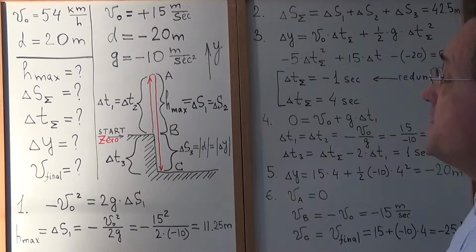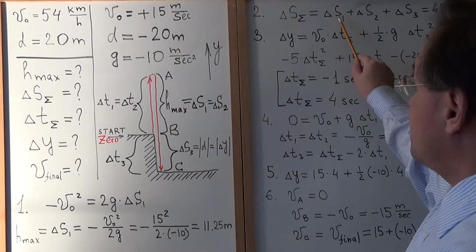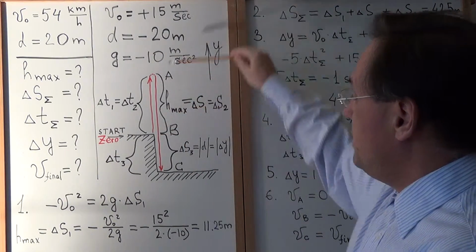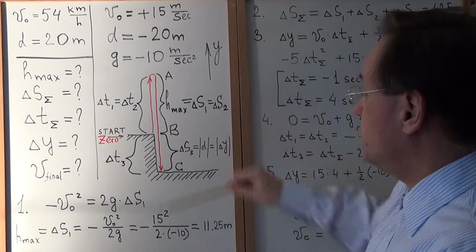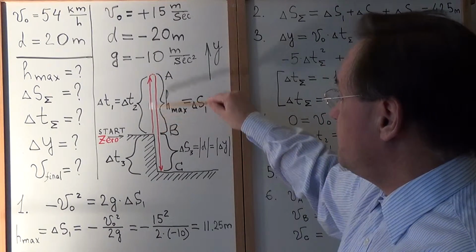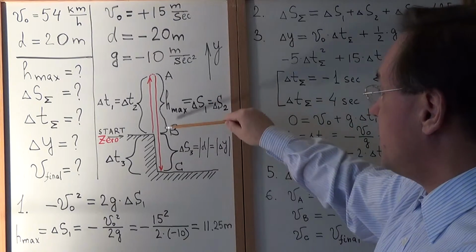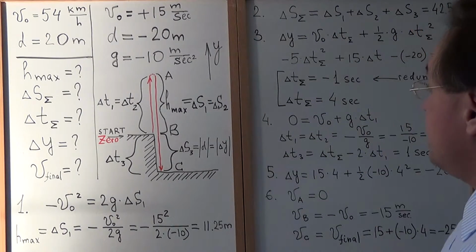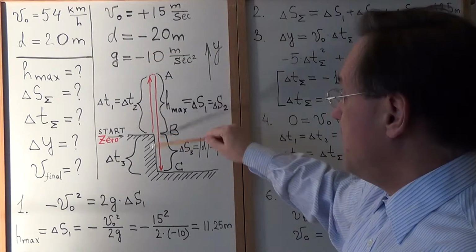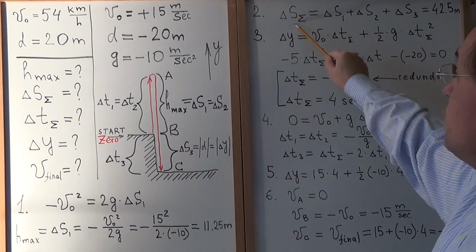Next, let's find the total distance. Total distance actually consists of 3 components: distance from B to A up, from A to B down, and from B to C down. Delta S1 is the same as maximum altitude from the initial point. Delta S2 is the same as delta S1. And delta S3 is actually the absolute value of our depth of the pit. 42.5 meters is the total distance.